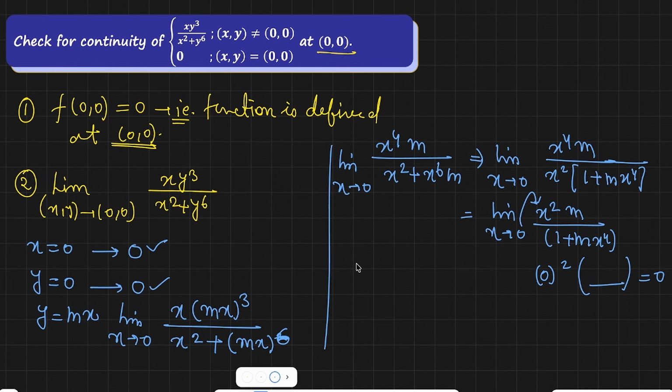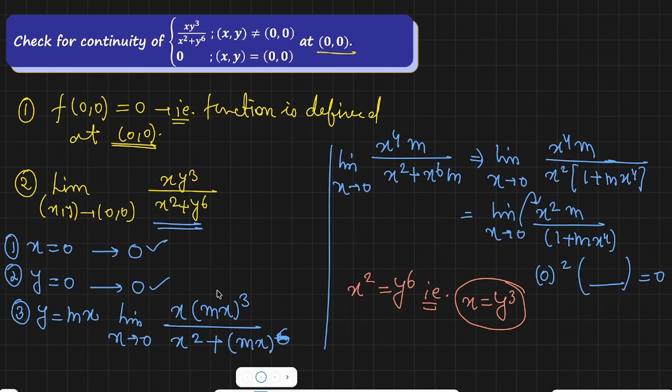But one more thing that I explained to you, whenever you have this kind of denominator, you don't follow only the 1, 2 and 3 paths. You have to proceed for one more path. Now which path do you have to take? Now you have to take x square equals to y power 6. It means you take x equals to y cube. You take this path also. Or you can take y equals to x power 1 by 3. You can also take this path, no worries.